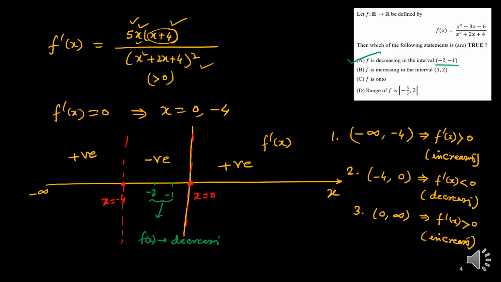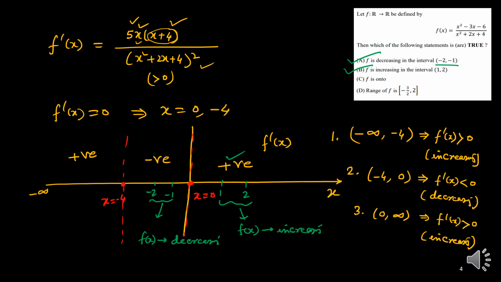Then 1 to 2, it could be here to here. It is 1, it is 2. In this range, f prime x is positive. That implies f of x is increasing. So f of x is increasing within the interval 1 to 2. This is also correct. So both A and B are correct. Now we need to find out the range and whether f is onto or not. Now try to find out the range.